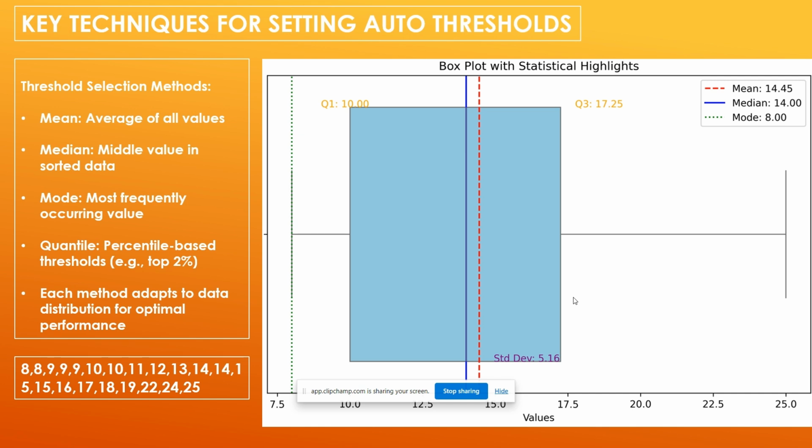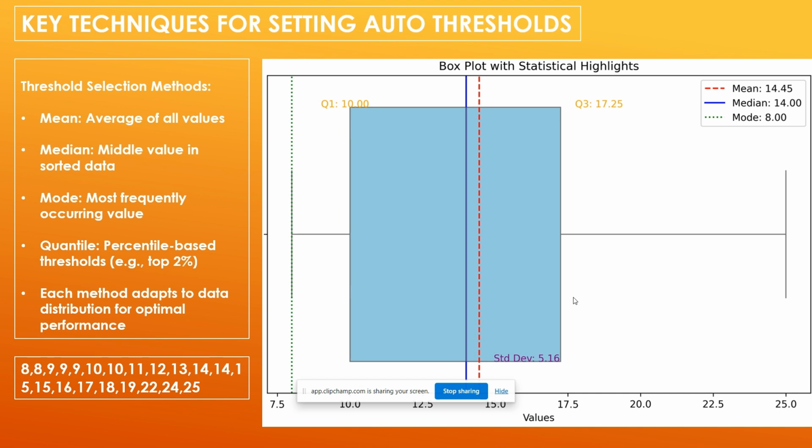Okay, so here we are on the next slide, and the title is key techniques for setting auto thresholds. Let's start by understanding the key techniques used for thresholding. The project incorporates various statistical methods, including mean. And what is mean? It is the average value of data points. You can see median, the middle value that splits data into two equal halves. Then it is mode, the most frequently occurring value in the data set. I will explain this also.